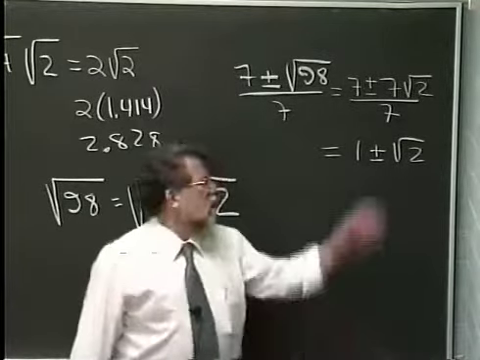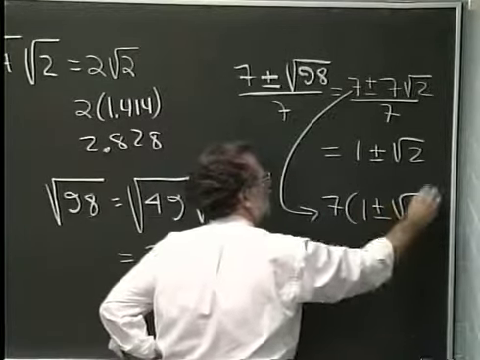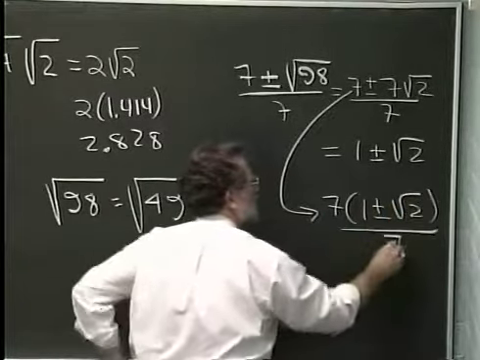Okay, Jennifer. You say you cancel the 7 with the 7 on the bottom? Uh-huh. Wouldn't that leave us a 7? So you divided. Wouldn't that leave? Okay, let me bring this down here again. I have 7 times 1 plus or minus the square root of 2, all over 7. Is that reasonable?